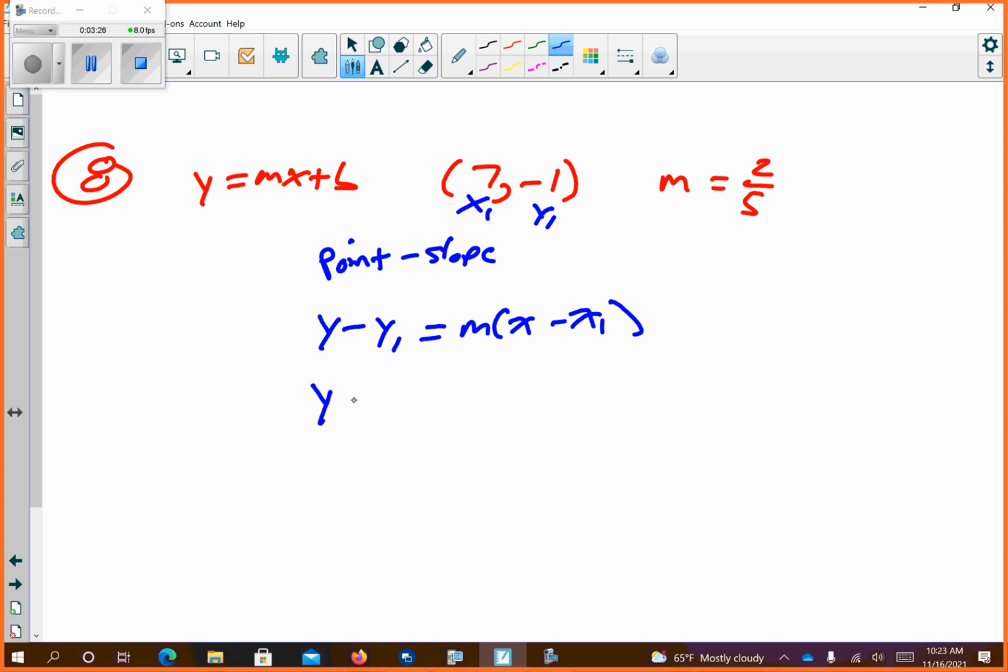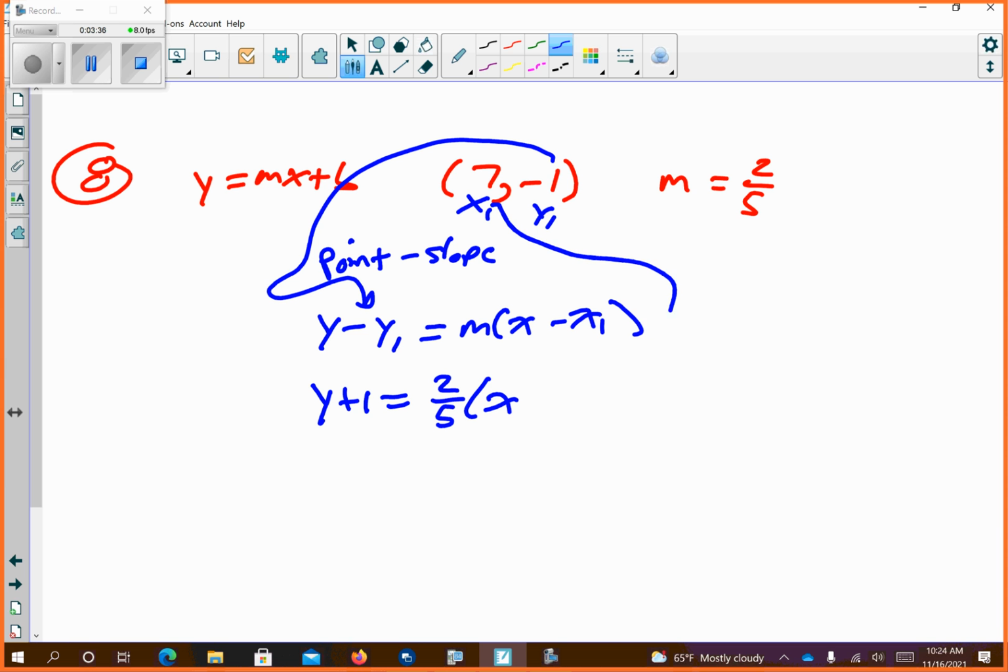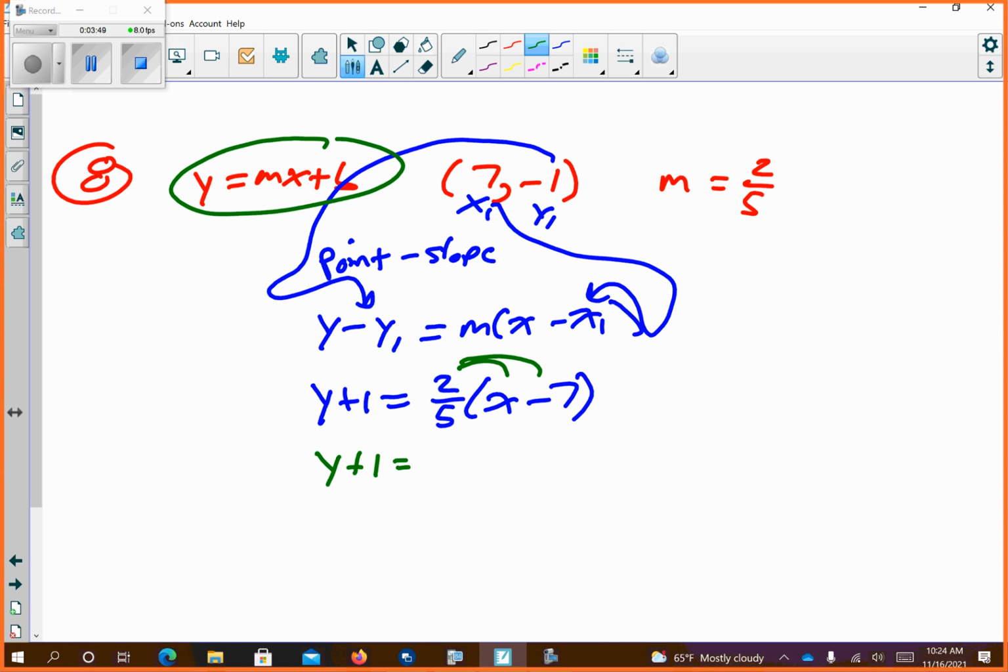So I'm going to get y, that was a -1, so when I plug it in there, it becomes a +1. My slope is 2/5. X, that's a +7, so when I plug in +7, that becomes a -7. Okay, so then I want to make it y equals mx plus b. So that means I'm going to distribute over the parentheses. 2/5x minus 14/5. Is that okay so far?